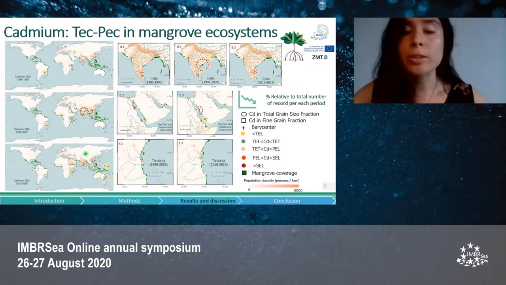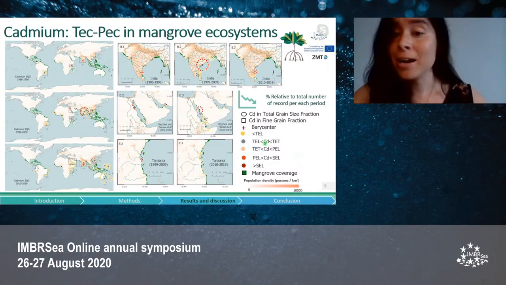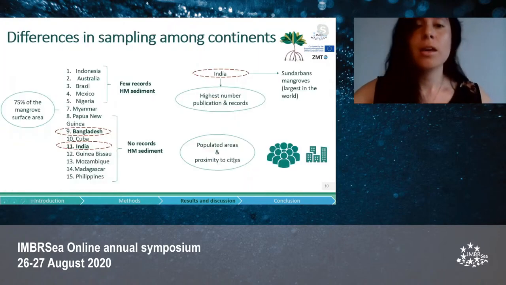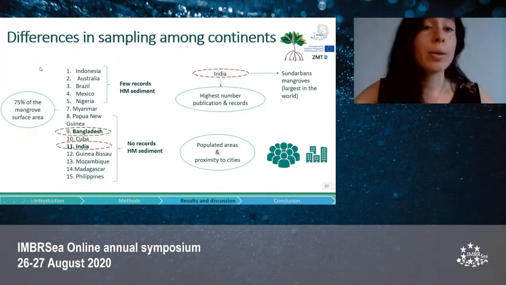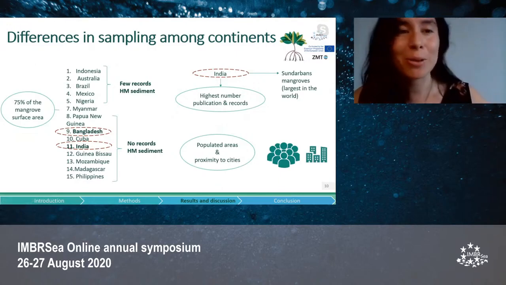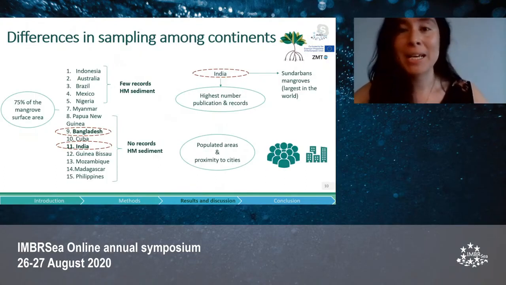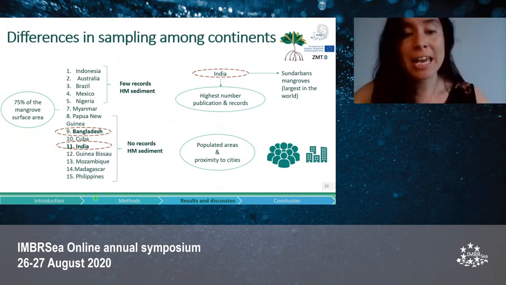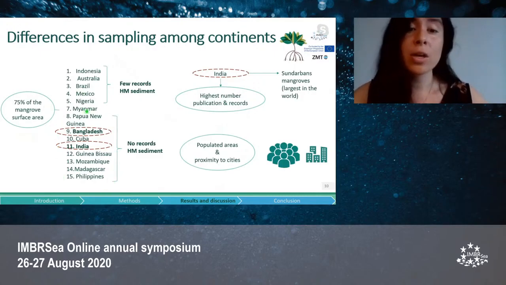However, it is important to recall that 40% of the records falling in this hazardous concentration is still a big percentage. Another thing I want to point out is that, from the maps, there are differences in the sampling among the continents, where 75% of the mangrove surface area is contained in 15 countries. But in the top 5 countries, there are few records of heavy metals in the sediment, and in the other countries, there are no records at all of heavy metals in sediment, or at least that fulfill the requirements to be included in this review.